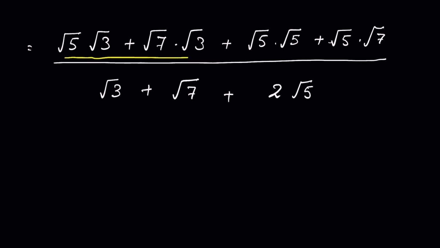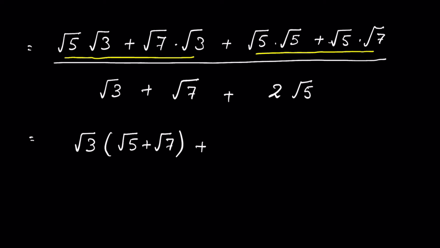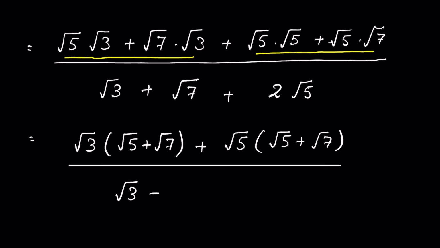Now here in these two terms, square root of 3 is common, so we can write square root of 3 common and square root of 5 plus square root of 7, then plus in these two terms square root of 5 is common, so we can take square root of 5 as common and write square root of 5 plus square root of 7, upon square root of 3 plus square root of 7 plus 2 times square root of 5. This we can also write as square root of 5 plus square root of 5, because square root of 5 plus square root of 5 will be equal to 2 times square root of 5.